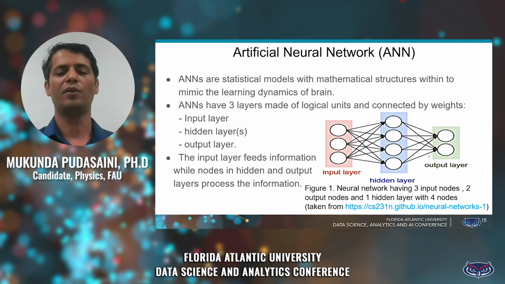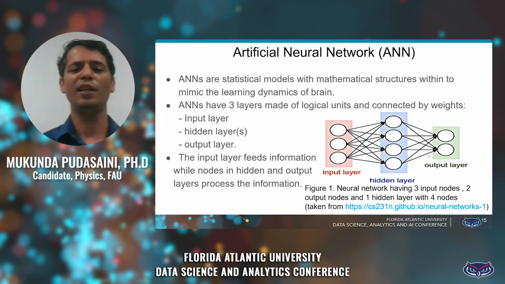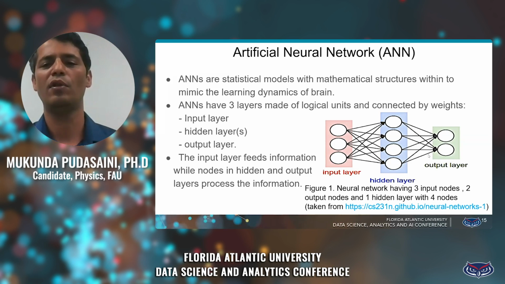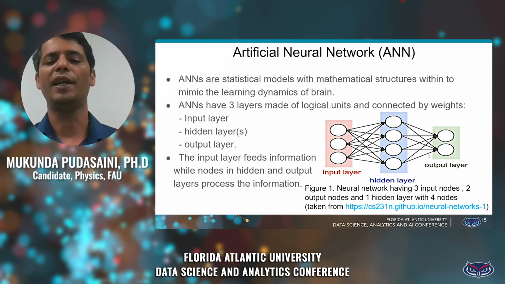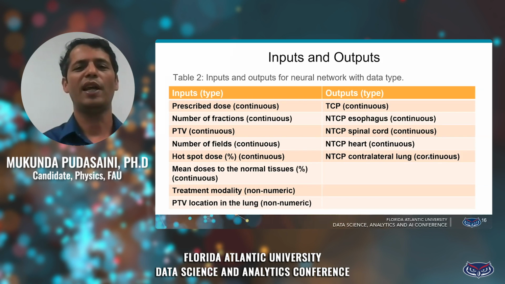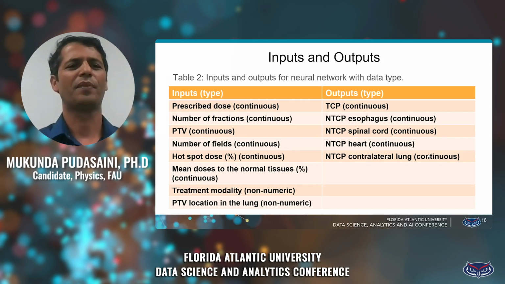In this picture, we have chosen a typical example of an ANN with 3 nodes in the input layer, 2 nodes in the output layer, and 4 nodes in the hidden layer. In our study, this table represents the inputs and outputs we have selected.